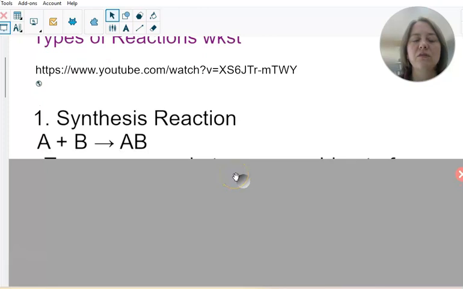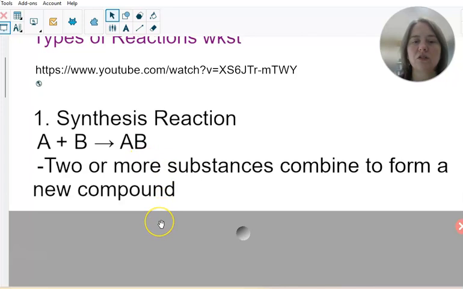So that's going to be in the form A plus B makes AB. So an element or simpler compound plus an element and/or a simple compound makes a compound or a more complex compound. So 2 or more substances combine to form a new compound. So please write that down.